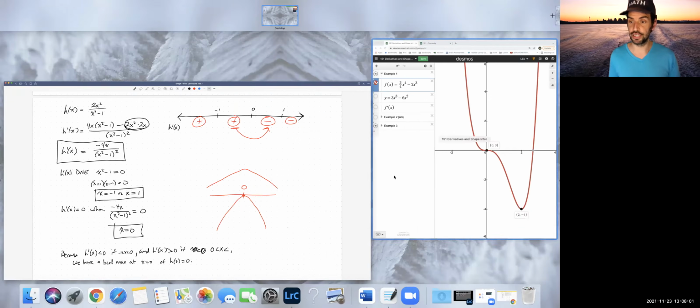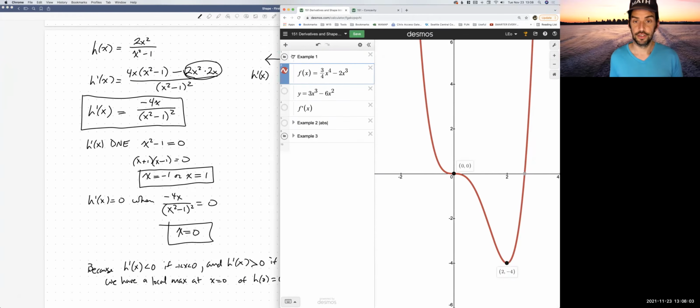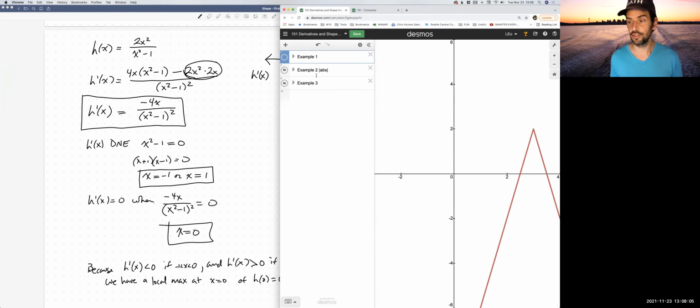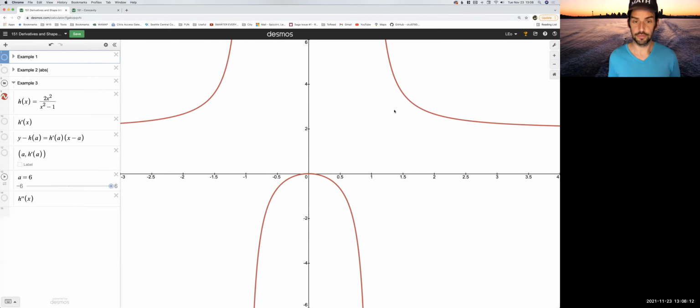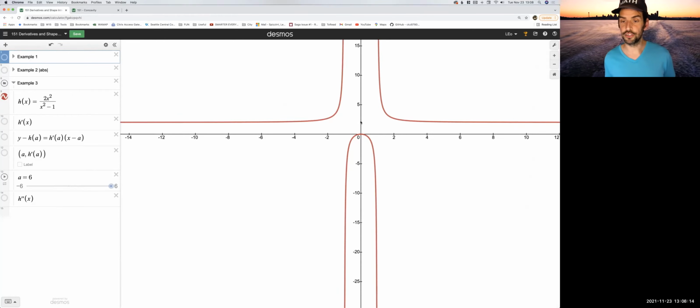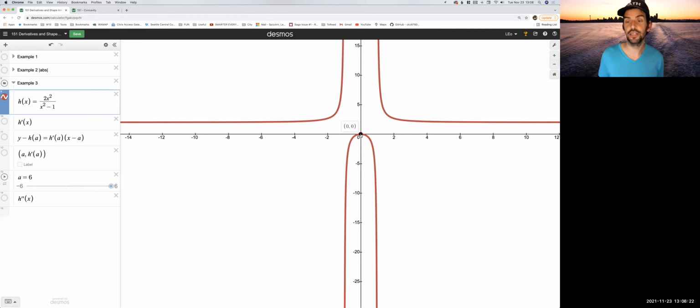So let's finish by looking at a graph of this. Here's h of x. Let's make this bigger. So we see our two asymptotes. You can see the graph not passing through negative 1 and 1, right? Looks like we're going off to positive or negative infinity, depending on how we approach it. But the point we care about is right there at the origin. You can see that this is a local maximum.